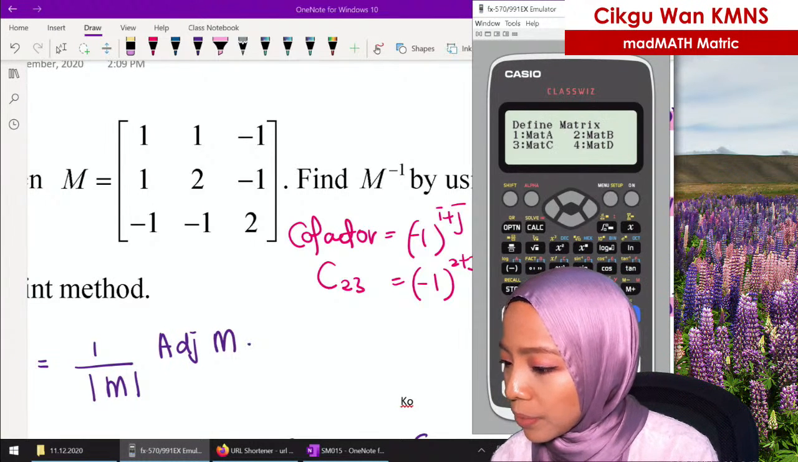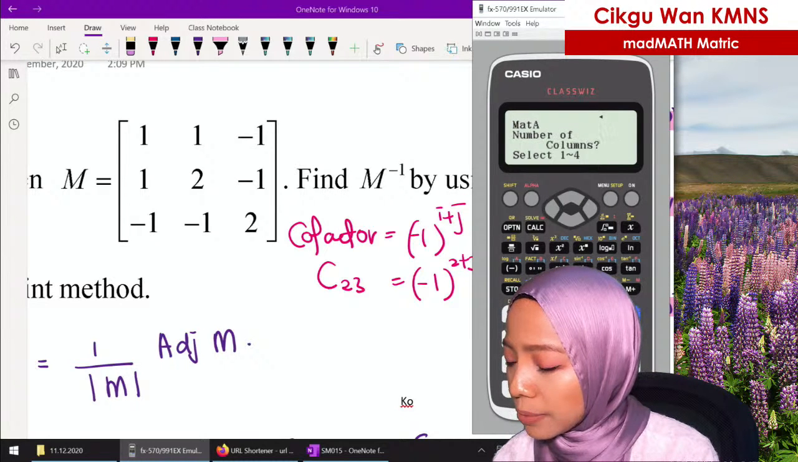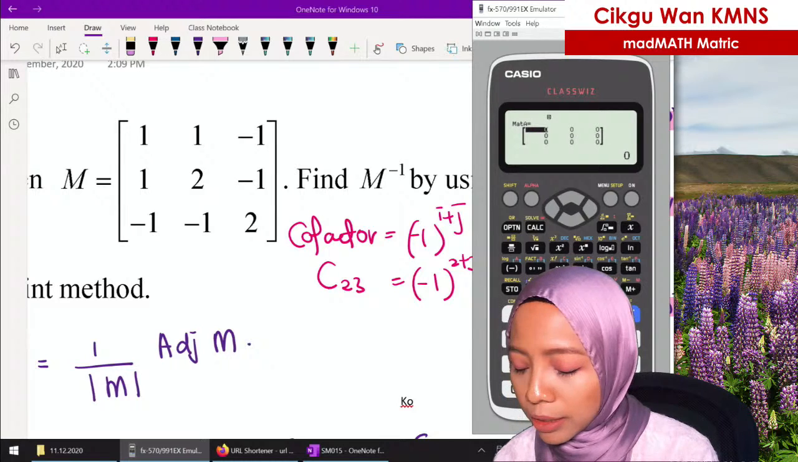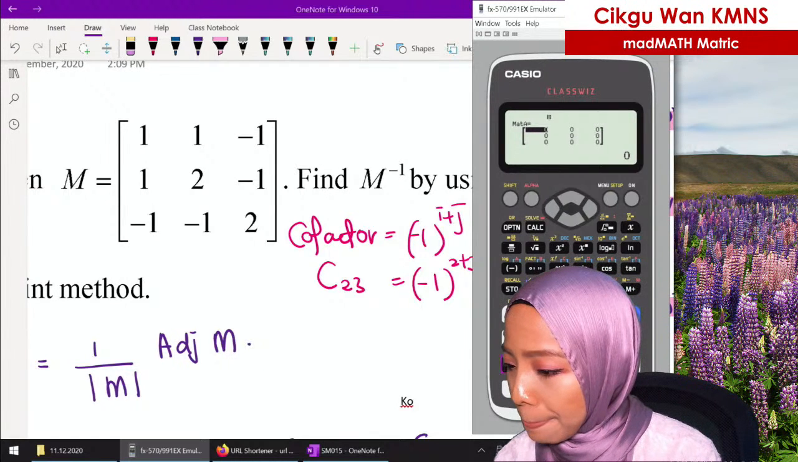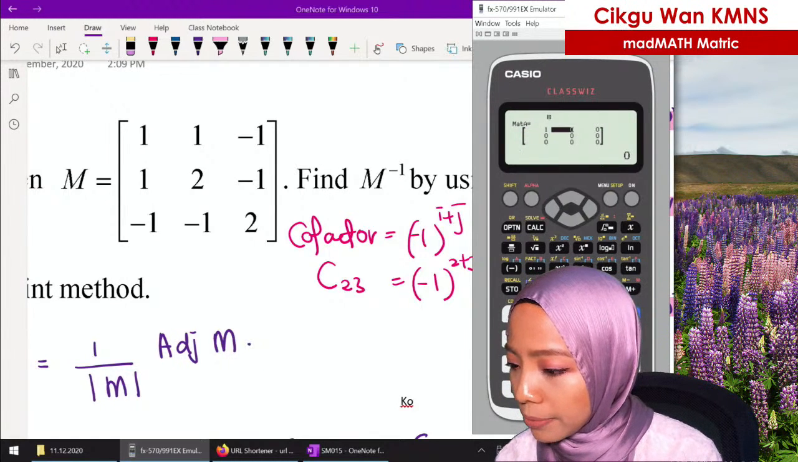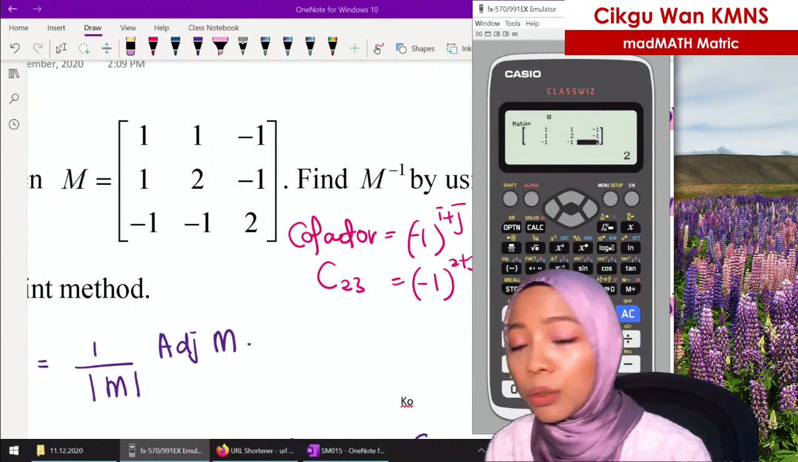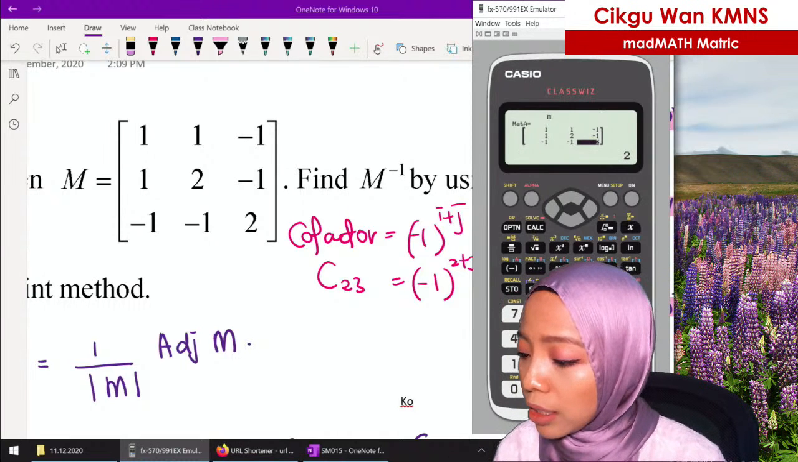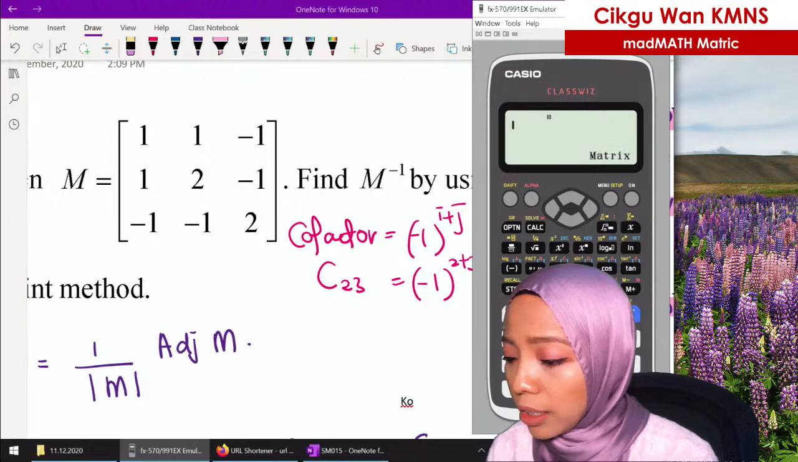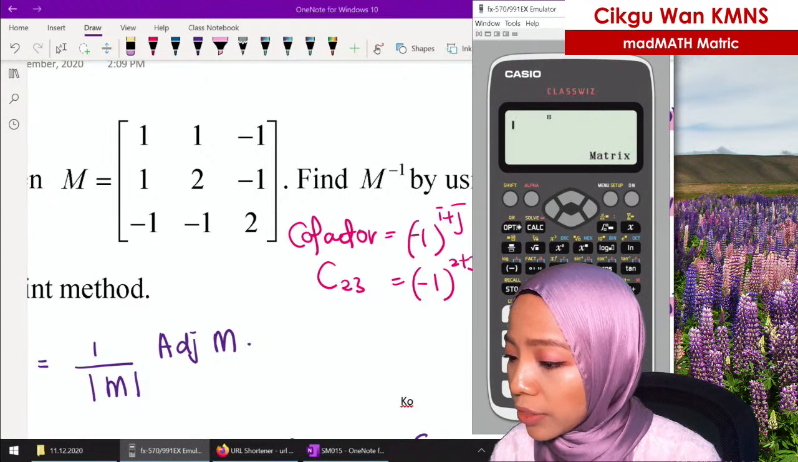Okay. 1, 3. Darab 3. Okay. 1. 1. -1. 1. 2. -1. -1. -1. 2. Okay, so we have done inserting the matrix A. Okay, now we are finding.